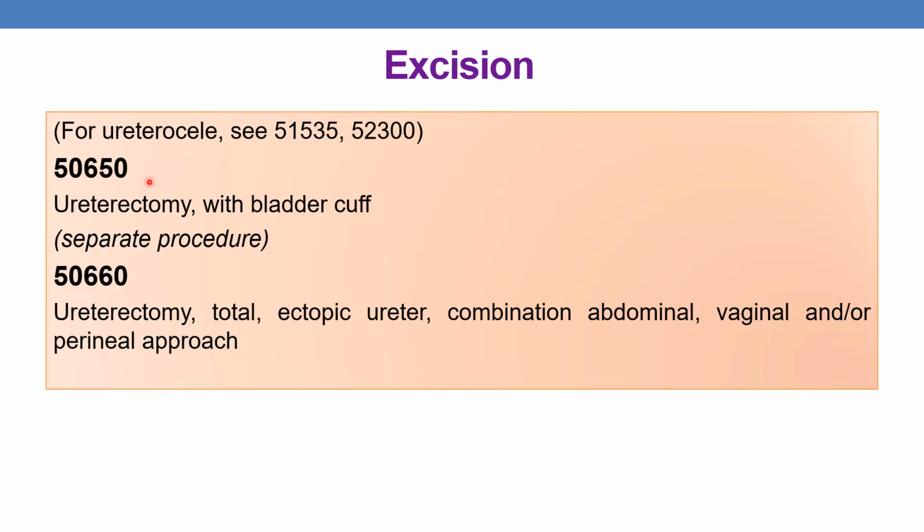The next CPT is 50650, ureterectomy with bladder cuff. The next is 50660, ureterectomy, total, ectopic ureter, combination abdominal, vaginal and or perineal approach. For total ureterectomy, you need to report 50660.